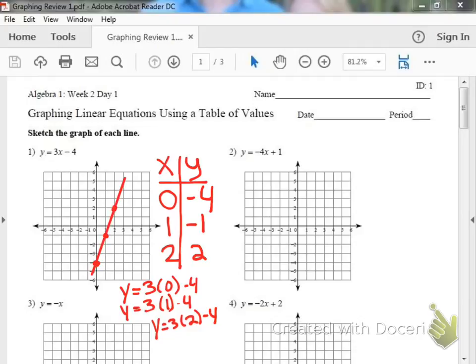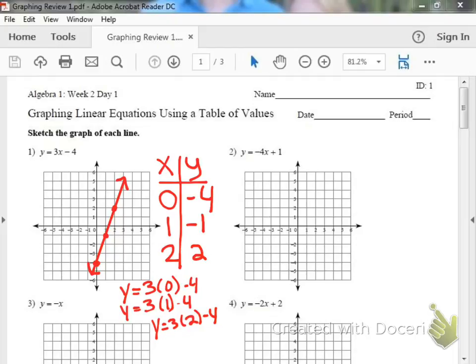If it doesn't form a line, you made some sort of algebra mistakes. Double check using your calculator or just do the math in your head and see where you went wrong. Remember, you need to connect the lines and put arrows on the ends. Remember, this graph shows all the ordered pairs that would make this true. So we want to show that you can plug numbers in past 2. You can plug numbers in smaller than 0. That's what the arrows represent.